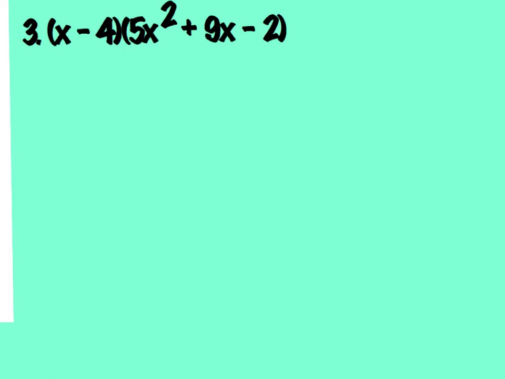So what I'm going to do here is multiply x by everything in the trinomial, and then I'm going to go back and multiply negative 4 by everything in the trinomial. So it works just the same as FOIL, but I have a few more terms. If you notice, I just went ahead and changed the minus 4 to plus the negative 4, and I did the same with 2. Okay, I'm going to go ahead and get started here.